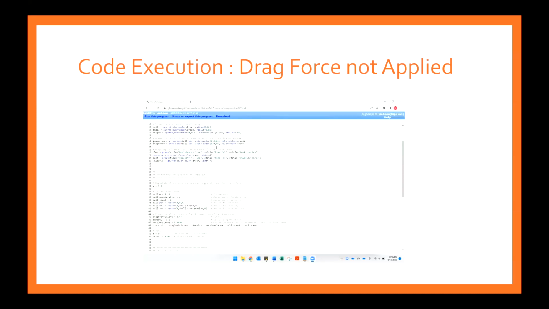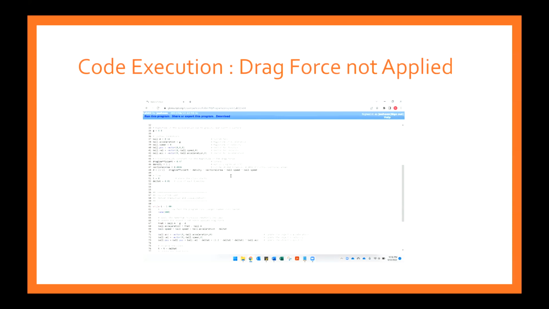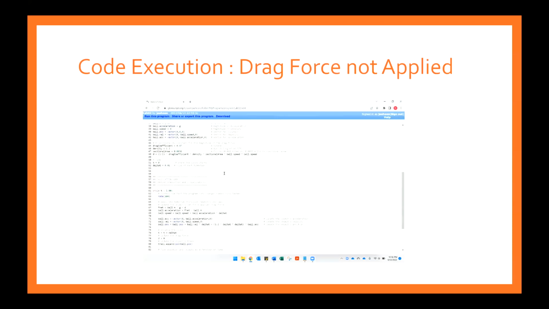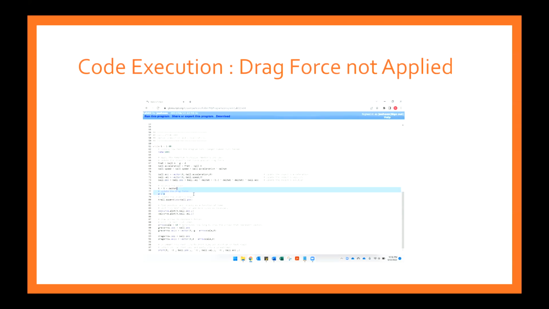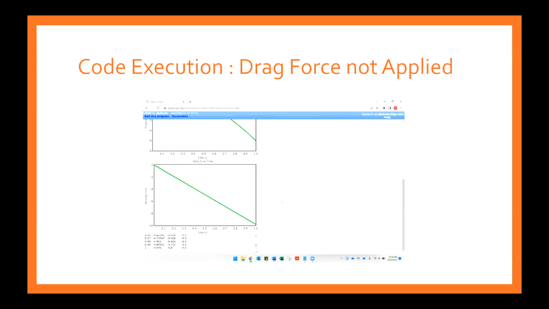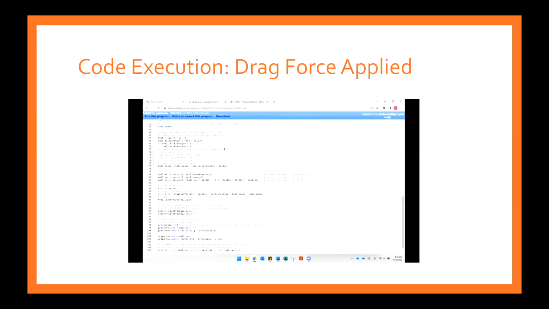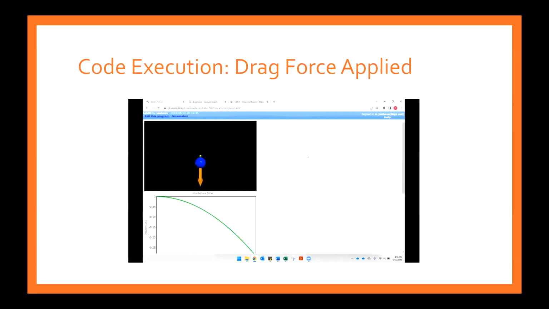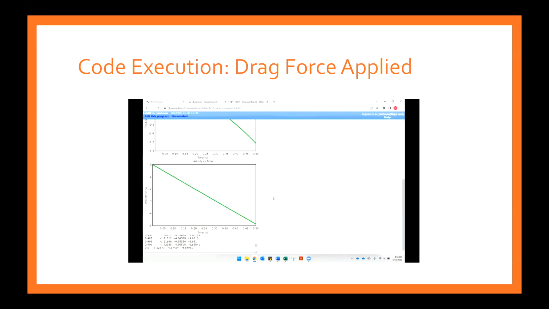And especially for drag force, update it based on the current velocity. Here is what you can get on the execution of that code. Drag force is not applied. As you can see on the screen, D is set to 0. So there is only one orange colored arrow that represents gravity. Here, you can see a slight difference. There is a sky blue colored arrow that represents the drag force.